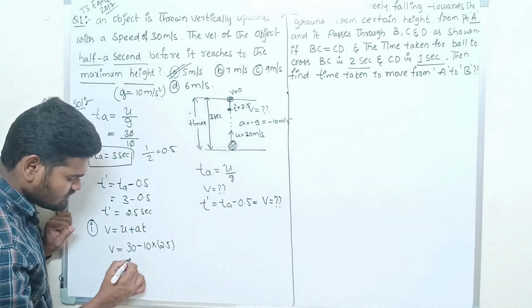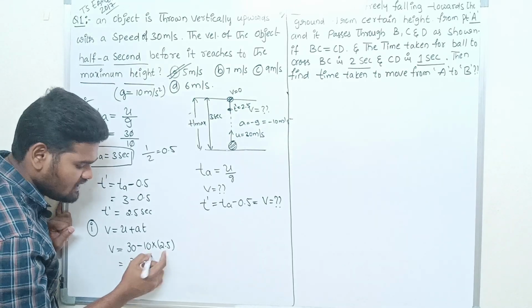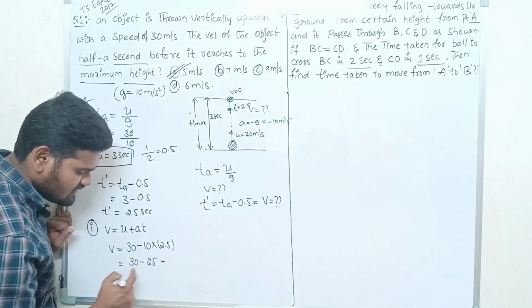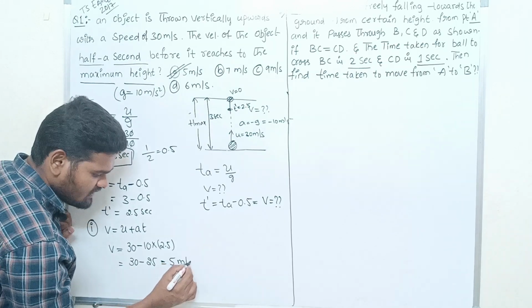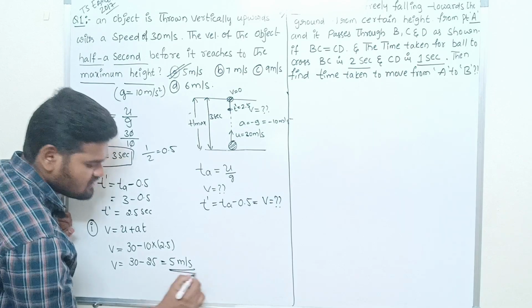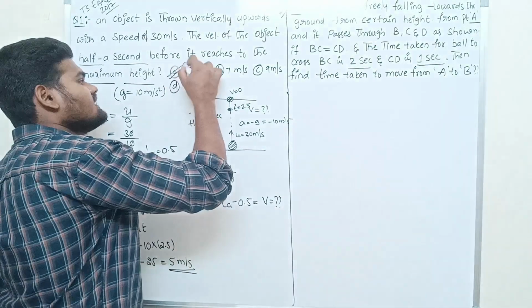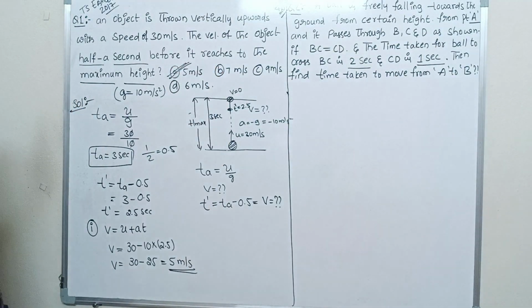So this is equal to 30 minus 10 into 2.5, which is 25. 30 minus 25 is equal to how much? 5 meters per second. So the velocity of the object is 5 meters per second, and this is our answer. Are you getting it? Any doubts? Right.